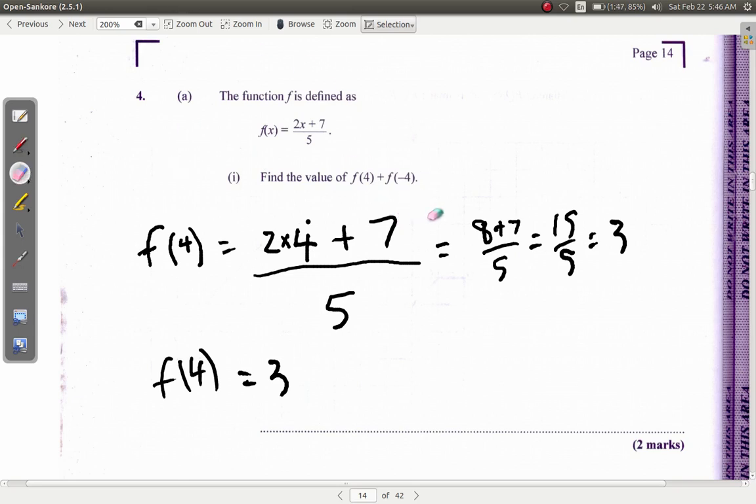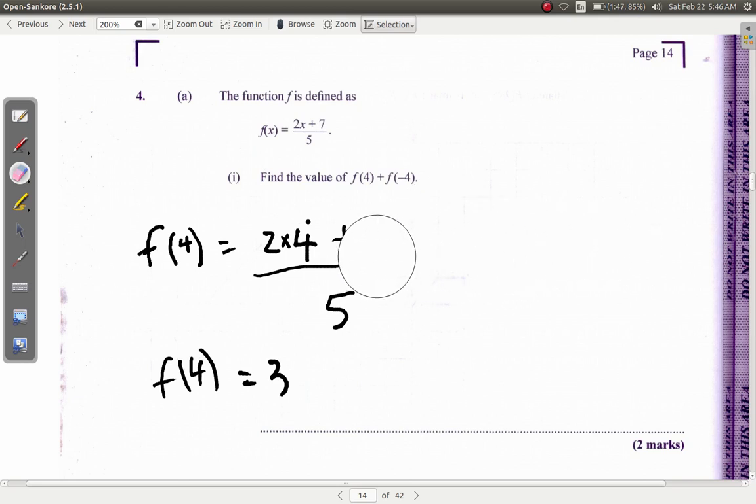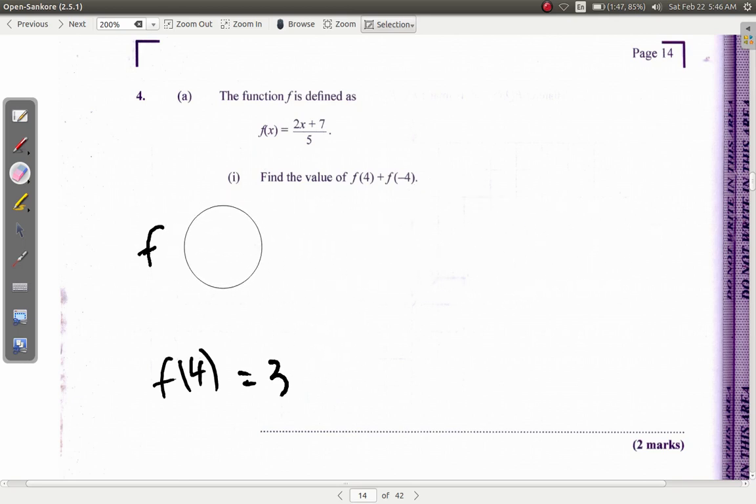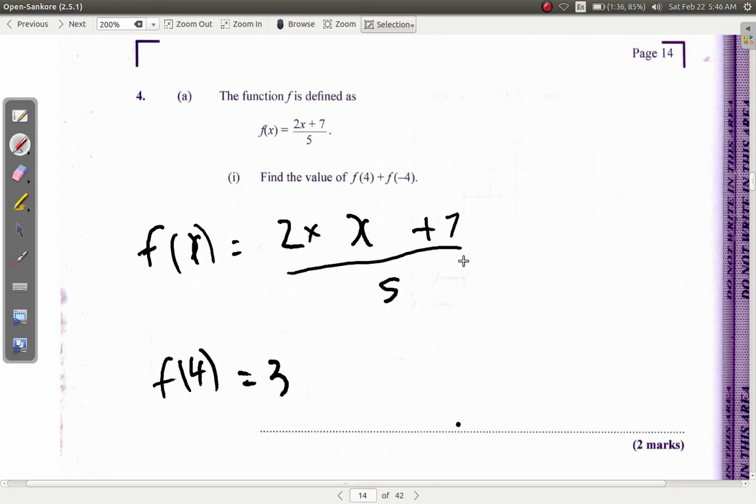Now, you're going to add that to f of negative 4. So what we want now is f of negative 4. So again, f of x was 2x, which is the same as 2 times x, plus 7 all over 5. But now it's negative 4 that we want, not x. So we remove x and put negative 4.